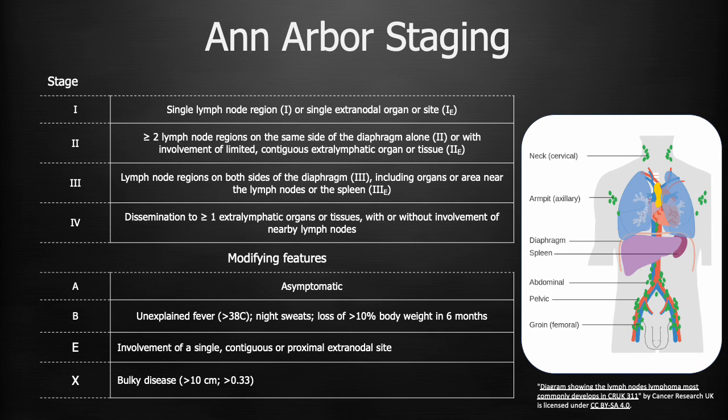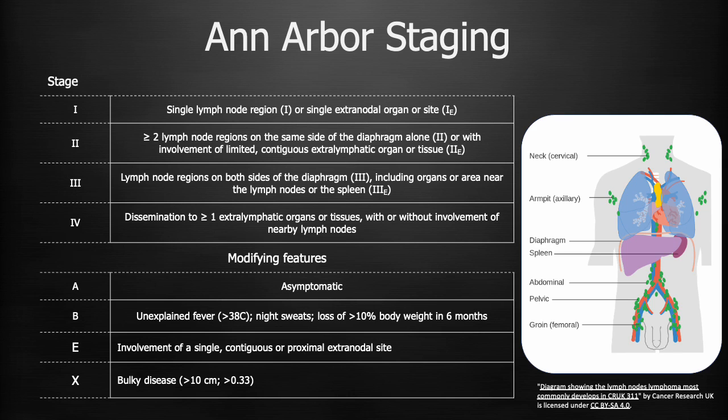The Ann Arbor staging system is the most commonly used staging system for Hodgkin lymphoma. The Ann Arbor staging system is based on the location of the cancer and the presence of certain clinical signs.